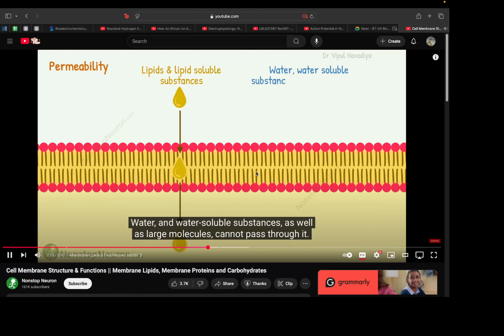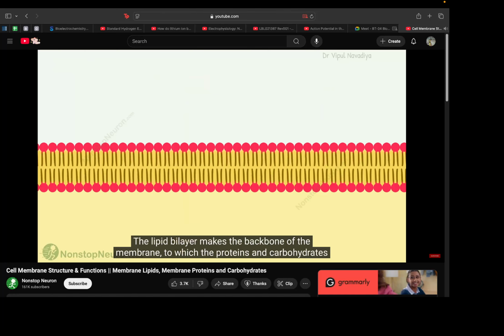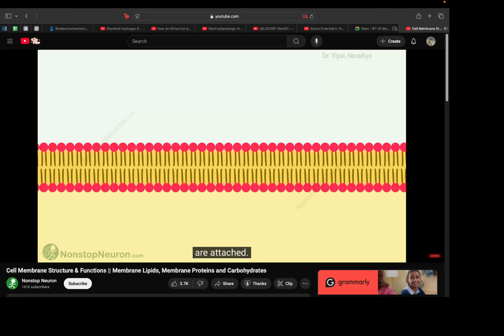Water and water-soluble substances, as well as large molecules, cannot pass through it. The lipid bilayer makes the backbone of the membrane, to which the proteins and carbohydrates are attached.